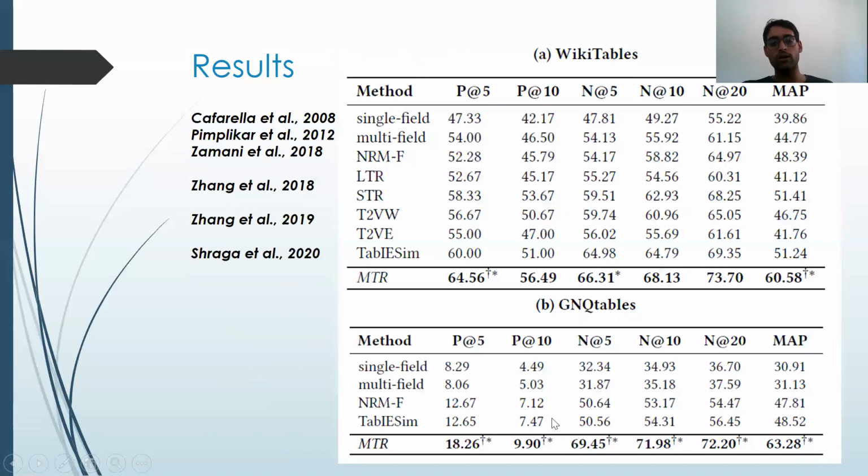We evaluated our solution against several baselines, including the state-of-the-art suggested by Schraga et al. in 2020, and the state-of-the-art in neural multimodal retrieval suggested by Zamani in 2018. As we can see from the tables, MTR achieves better ranking quality than all the baselines on both benchmarks.